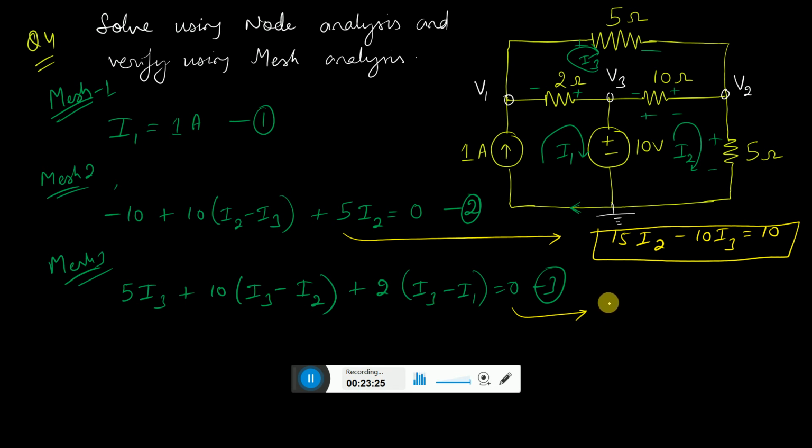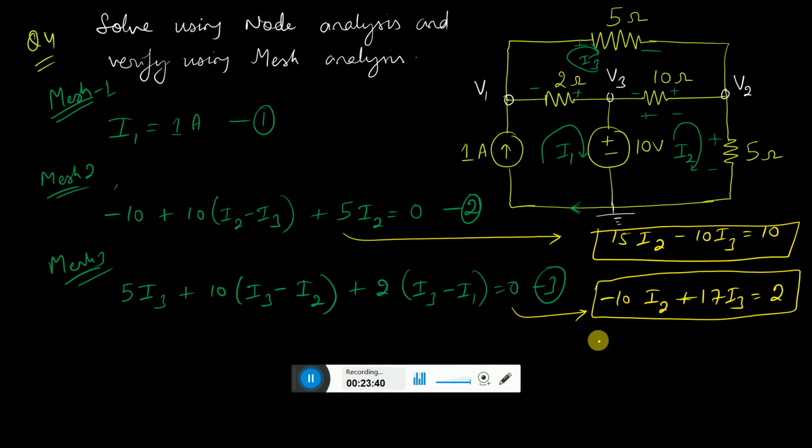And here, after solving this, you will get minus 10 I2 plus 17 I3 is equal to 2. After substituting the value of I1 you get this equation. So you have 2 variables and 2 equations, and by solving it you will get the value of I2.